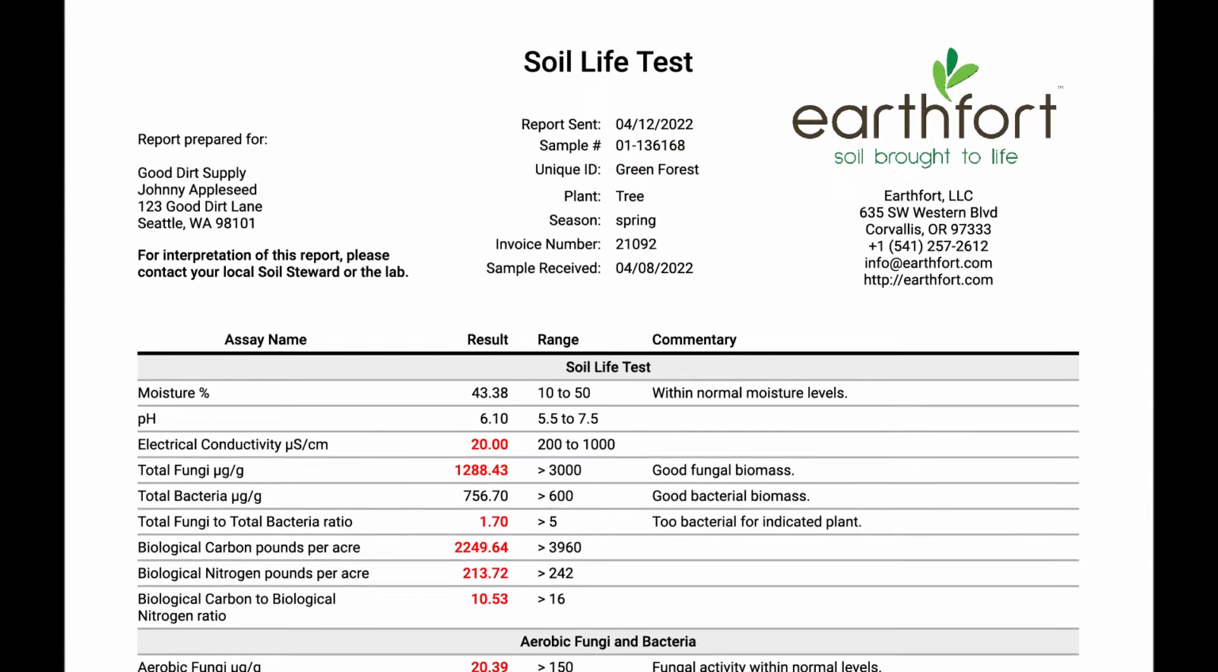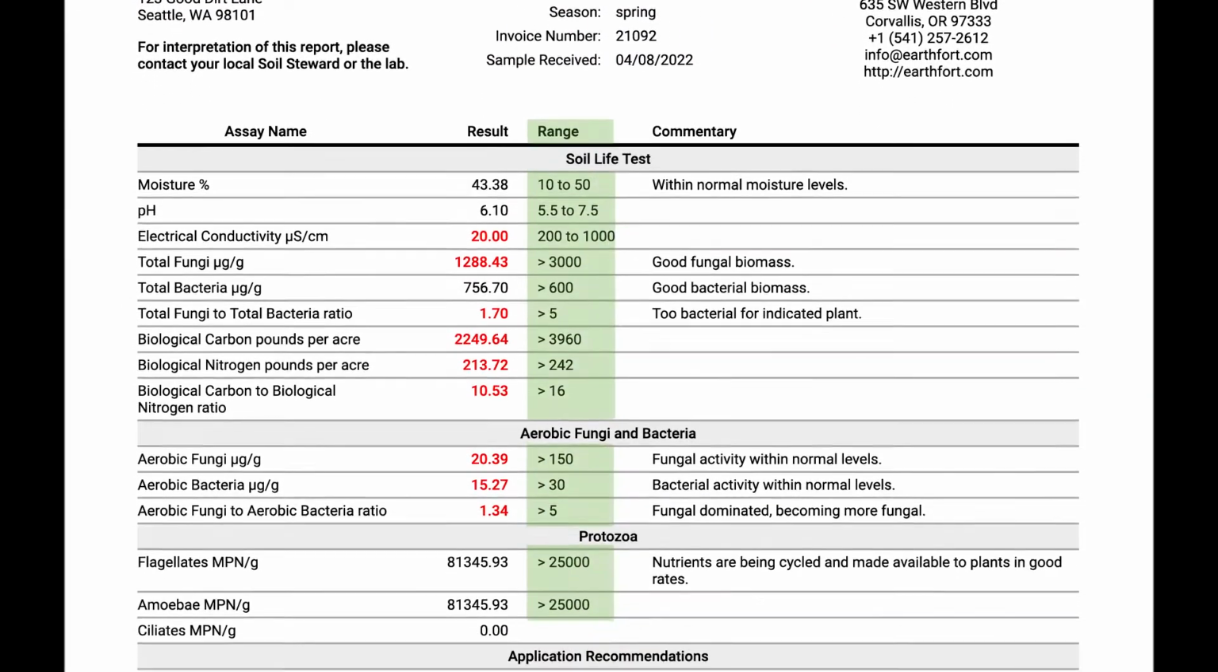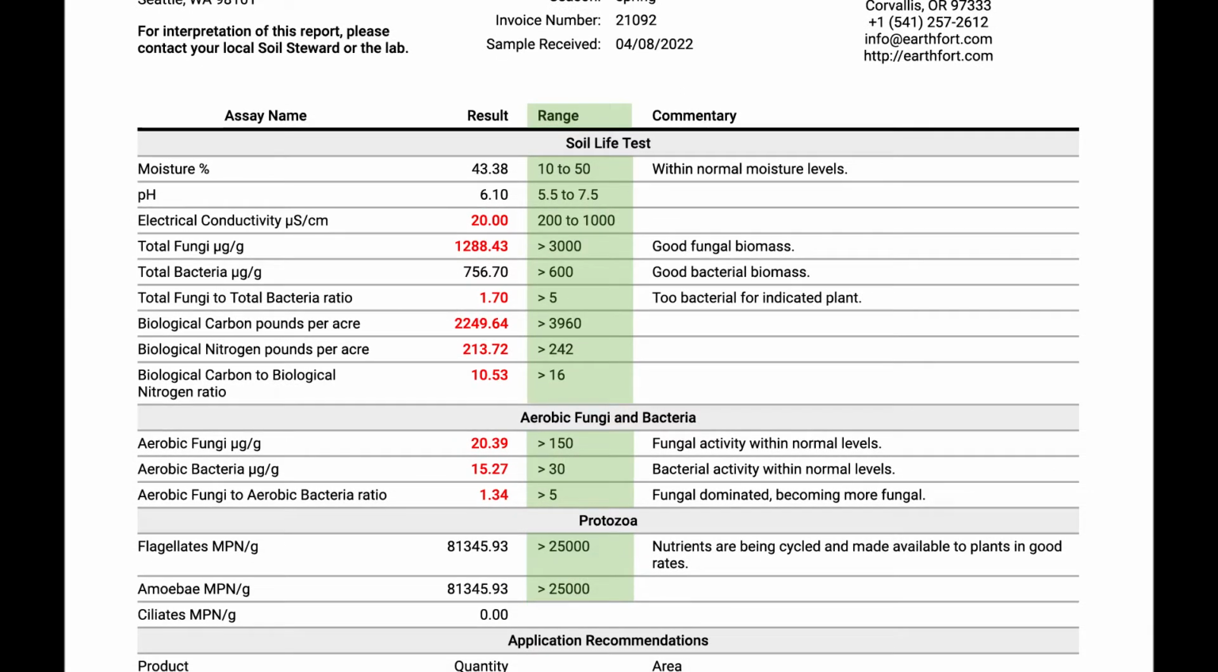When looking at your report, down the middle section of the page, you will find the ideal ranges marked. These ideal ranges are based on the plant type that was indicated on your order form, as well as the season in which the samples were taken.